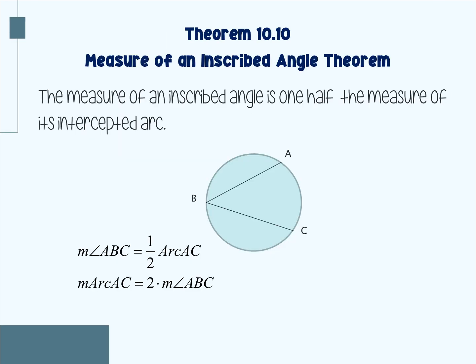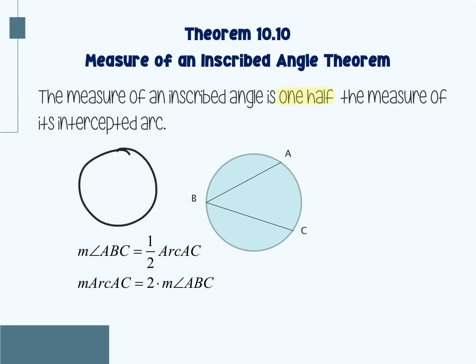All right, looking at this one, the measure of an inscribed angle theorem. You have to know how to find an inscribed angle or an intercepted arc. So that's what we're going to learn. Either you're multiplying by 2 or you're dividing by 2, and I'm going to draw the difference. The measure of an inscribed angle, that's the angle, not the arc, is 1/2 the measure of the intercepted arc.